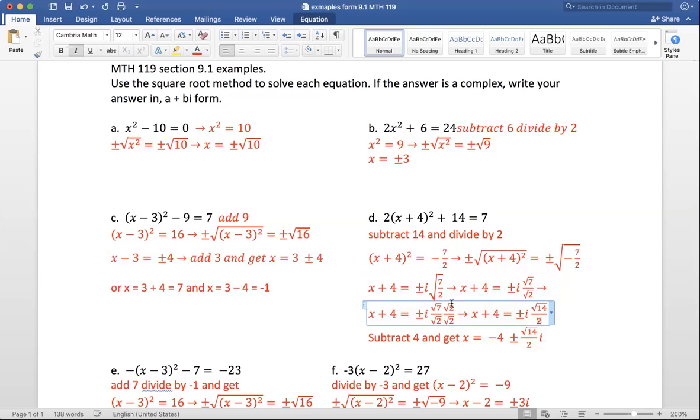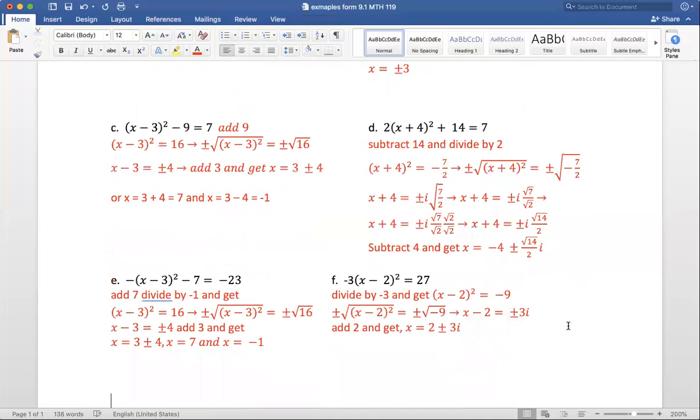And then the square root of 7 times the square root of 2 is the square root of 14. There's nothing we can do with that. There's no perfect square in 14. So we'll subtract the 4 now from both sides. We'll get minus 4 plus and minus i square root of 14 over 2. Notice how that's in that a plus bi form. And that's how we want our complex numbers to be written.